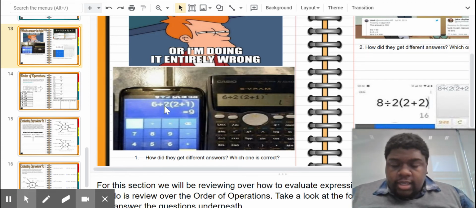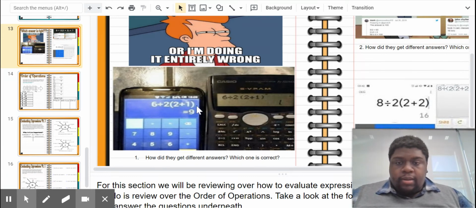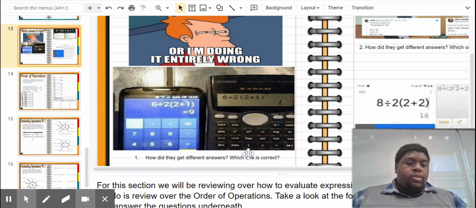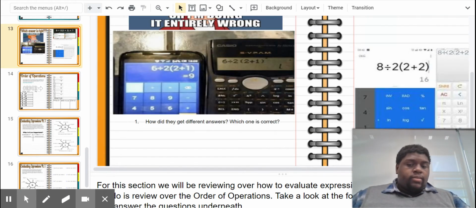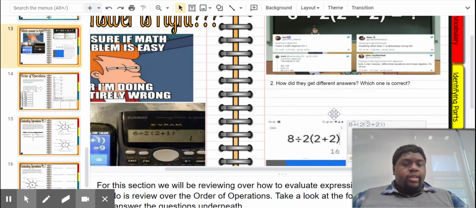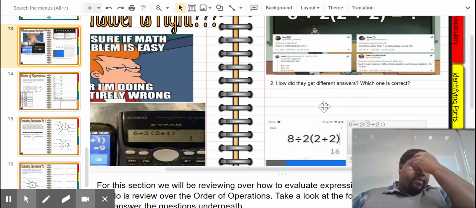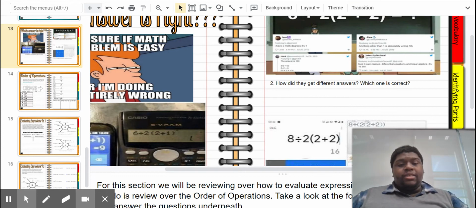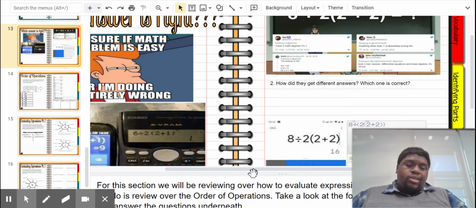This is 6 divided by 2, and then in parentheses, 2 plus 1. So which one of these is right? Which one of them is wrong? You are going to have to tell me the answer to that, as well as how they got those possible answers. This is going to involve a bit of typing on your part. You're going to explain how you could have gotten those answers by trying it out on your own on the side, and saying how somebody could have gotten one of those answers, nine, and so on and so forth. So that's pretty much it for this one.